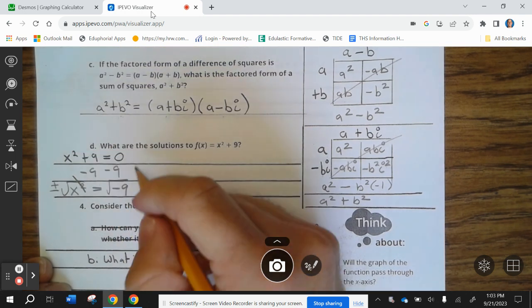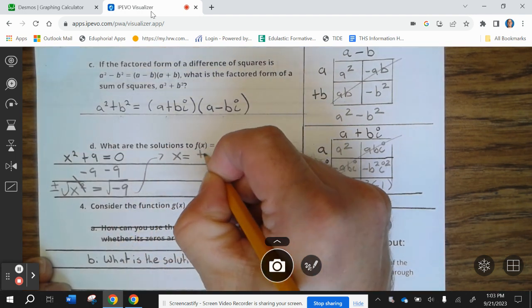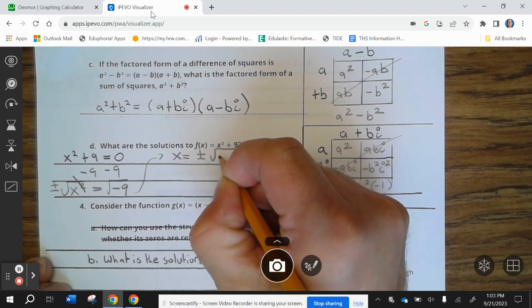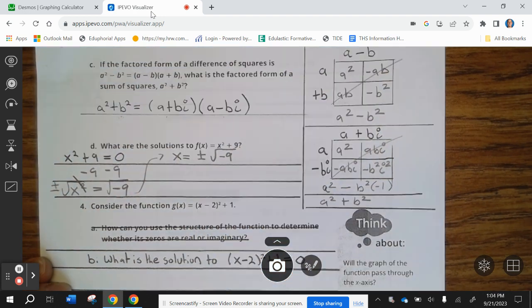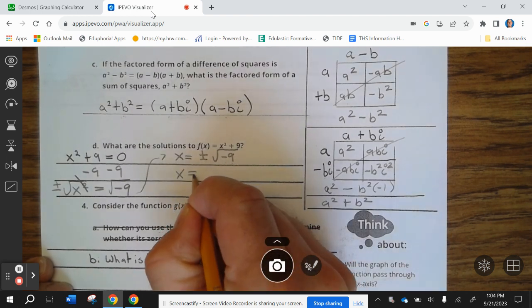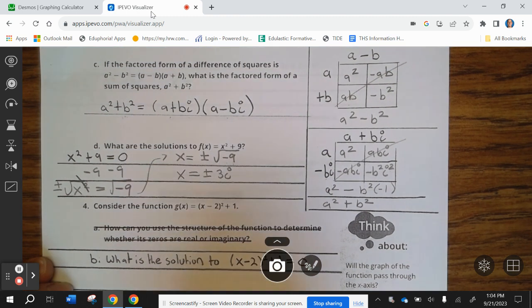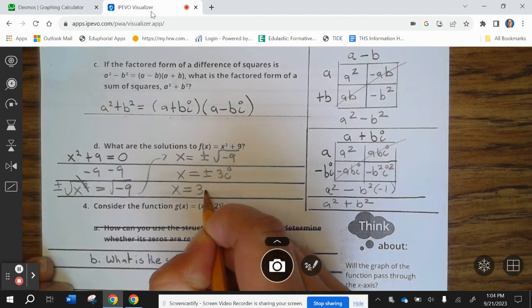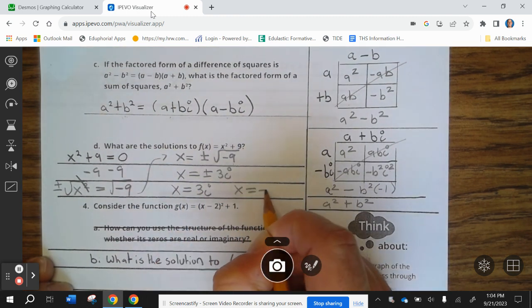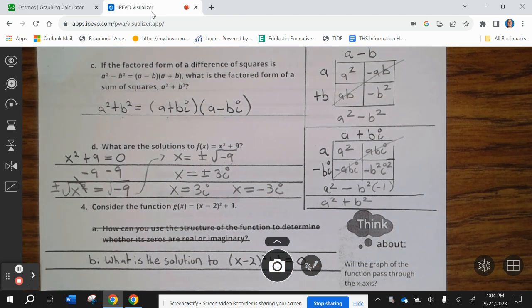That cancels. You're left with x equals plus or minus the square root of negative 9. Now, the square root of 9 is 3, but because it's negative, it's 3i. So x equals plus or minus 3i. So x equals 3i and x equals negative 3i. Okay, go ahead and finish that up.